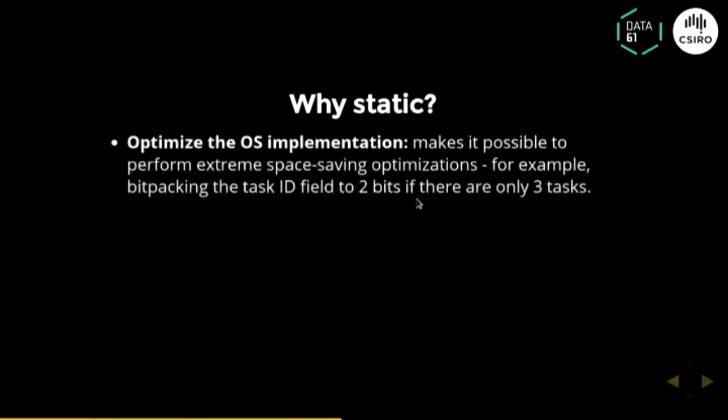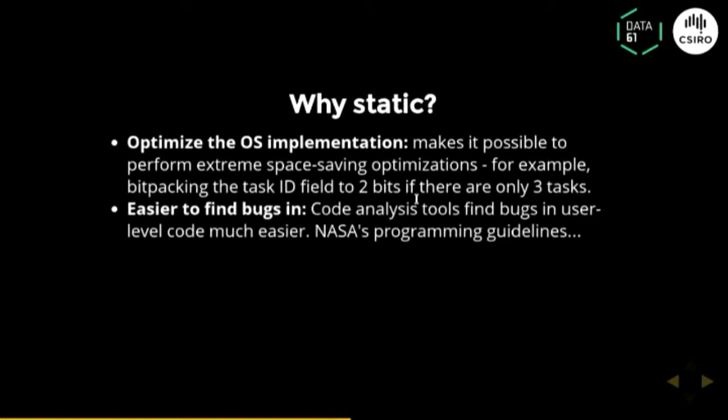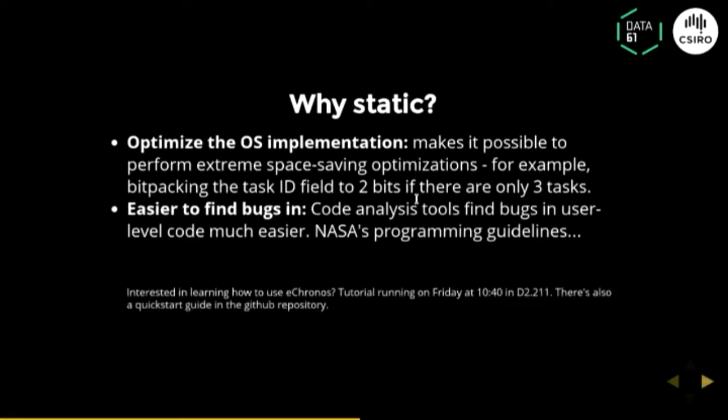One is that it means that the build system can make optimizations. That's a good example there. And the second is that it's much easier to find bugs in pieces of code that have statically allocated primitives. And if any of this has made you interested in that operating system, there's actually a tutorial run by someone much smarter than me on Friday in this room.